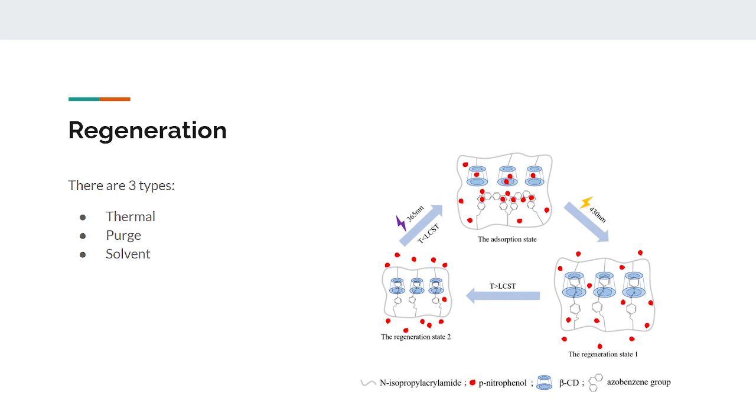And we have three types of regeneration: thermal, purge, and solvent. So in thermal regeneration, the adsorbent is heated to a high temperature, which causes the adsorbate molecules to desorb, or I guess release, from the adsorbent surface.